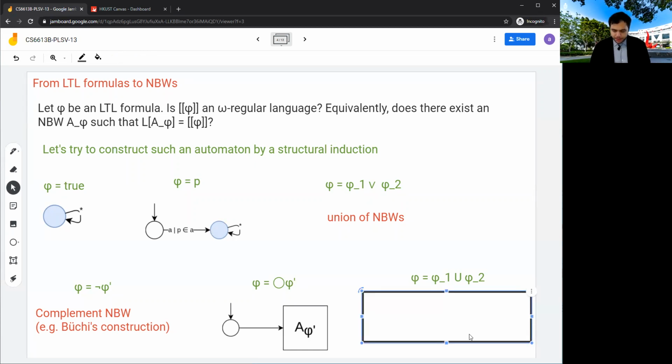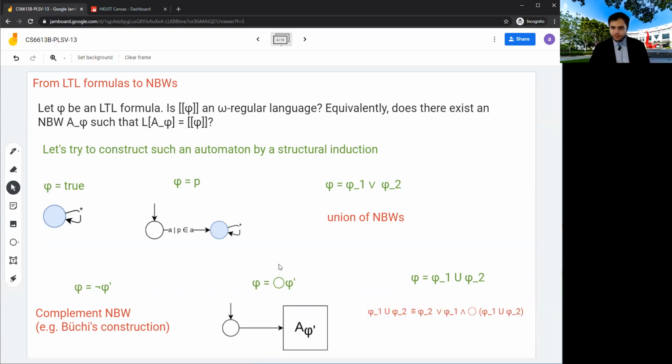Well, the thing that happens is that we actually saw this equivalence in the previous session. So phi1 until phi2 holds if either phi2 holds right now, or phi1 holds right now and then in the next step, phi1 until phi2 holds, right? But how can we really translate this to an automaton?